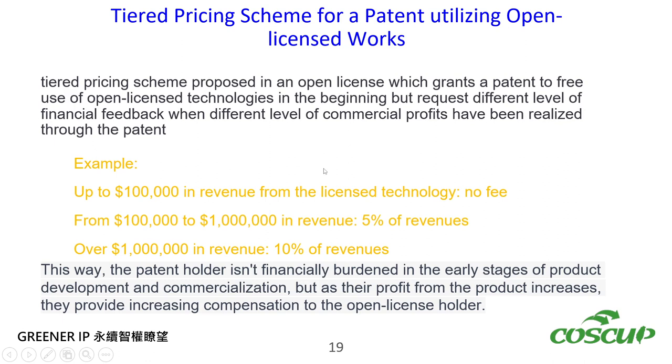Okay, tiered pricing scheme for patents utilizing open licensed work. A tiered pricing scheme proposed in an open license grants a patent free use of open license technologies in the beginning, but requests different levels of financial feedback when different levels of commercial profits have been realized. For example, up to 100,000 in revenue from the licensed technology, no fee, and from 100,000 to a higher revenue threshold, 5% of revenues. And beyond that, the licensor might request 10% of the revenues.